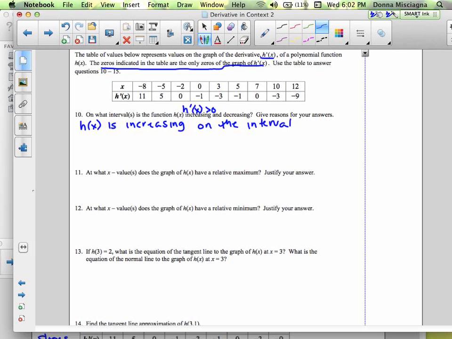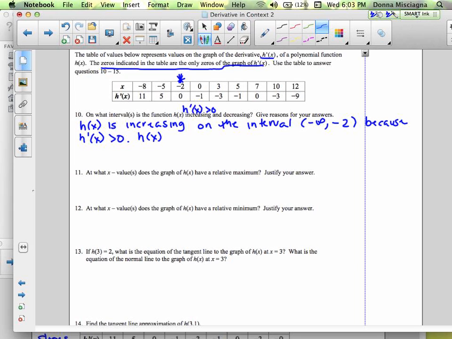the function's not going to turn around, right? The derivative's not going to turn around. These are the only zeros. So through negative infinity, we're only going to have positive values for the derivative. So h of x is going to be increasing on the interval negative infinity. And then notice here we have a 0. So negative infinity to -2. That's when the values stop being positive. And we know it's going to be increasing because h prime of x is greater than 0. It's positive.